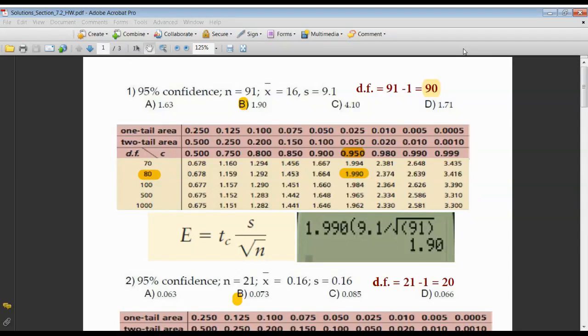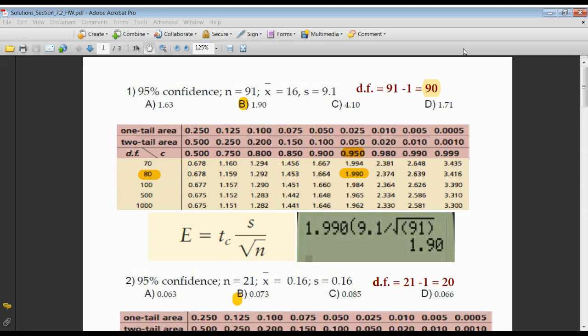Okay, section 7, the worksheet, the practice. In 7.1, you were asked to find three things. One was the error when sigma was given to you. Then I asked you for the actual confidence interval. Your calculator takes care of that.